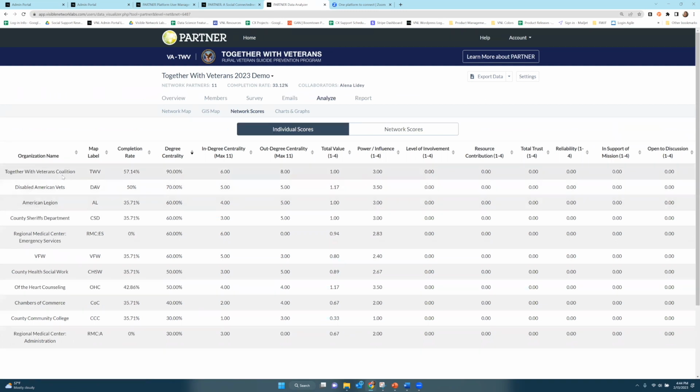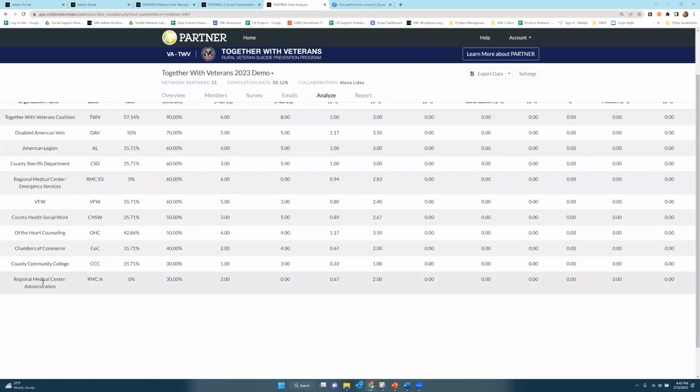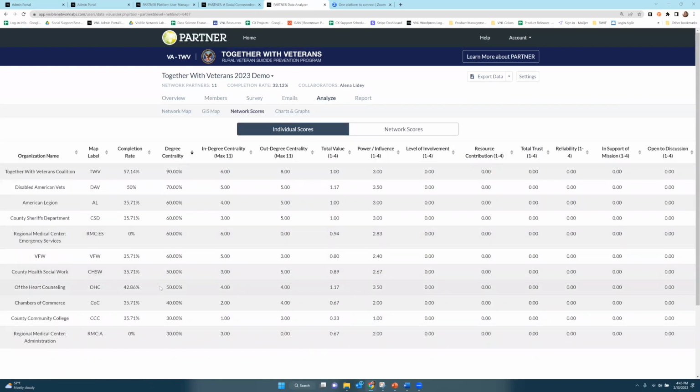The Together with Veterans Coalition in this network is connected to 90% of other organizations in this network. So there's only one other organization that they are not connected to, but they're really well connected. Then you see that the Disabled American Vets are connected to 70% of the network, but the community college and the medical center administration are only connected to about a third of the network. And that's okay, because not everybody needs to be connected to every other organization, right?